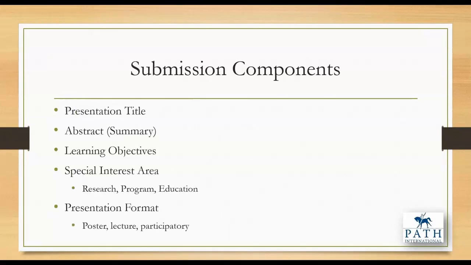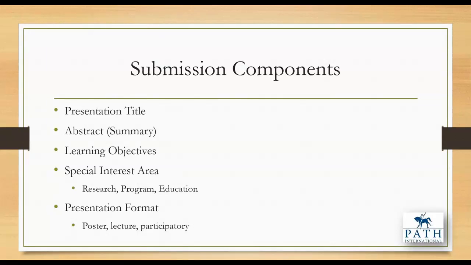Let's take a look at some standard components of abstract submission. And here's what to expect on the PATH submission document. Basically, we're going to be looking at a title. So you need to have a title that is clear and direct. The abstract is a summary. And I'm going to go through some of the more particulars around our submission process this year as well. You need to be considering learning objectives, which we'll take a look at in a moment. What's your special interest area?